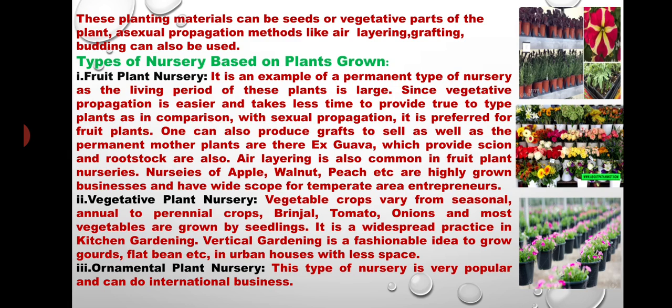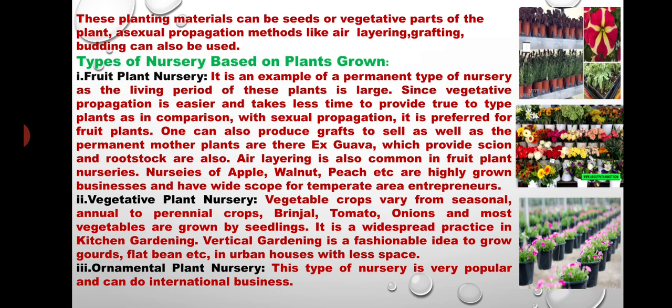Second one is vegetable plant nursery. Vegetable crops vary from seasonal, annual to perennial crops. The best examples are brinjal, tomato, onions, and most vegetables are grown by seedlings. It is a widespread practice in kitchen gardening. Vertical gardening is a fashionable idea to grow gourds, flat beans, etc. in urban houses with less space. This is about vegetable plant nursery.